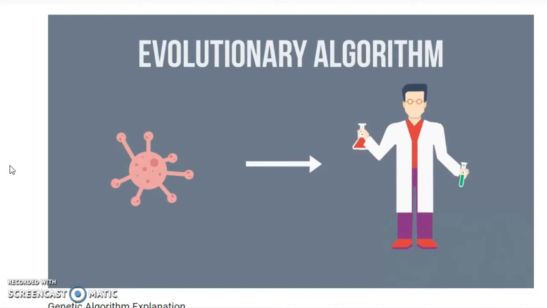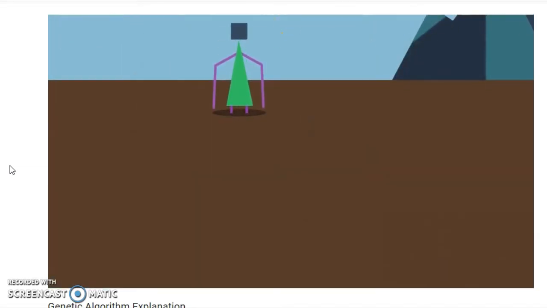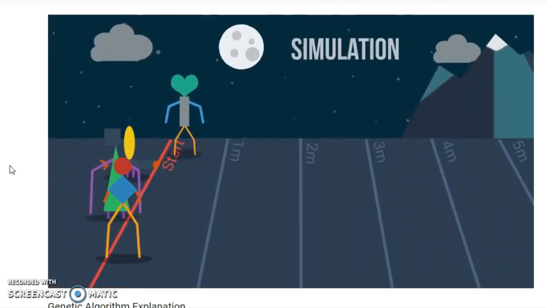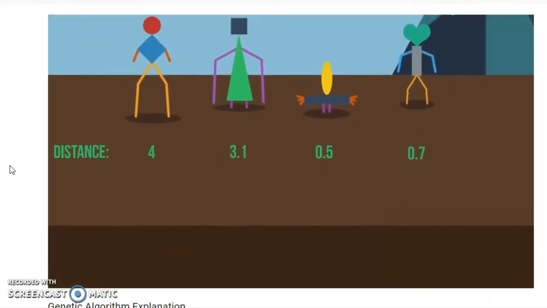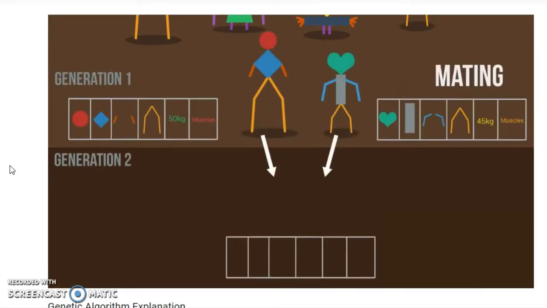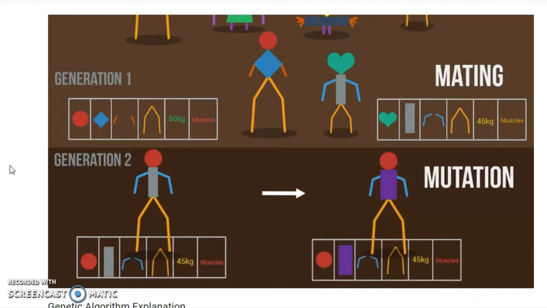To show how this algorithm works, let's say we want our computer to generate a creature which can walk the furthest. First, an initial population is randomly generated. Each individual has its own characteristics. We make the creatures walk and calculate the distance traveled for each of them. We then randomly select two creatures that perform well, generating a new creature. In the mating process, the child gets some characteristics from one parent and some from the other. A random mutation occurs, which slightly changes some of these characteristics. Using this process with several creatures, the next generation is created.